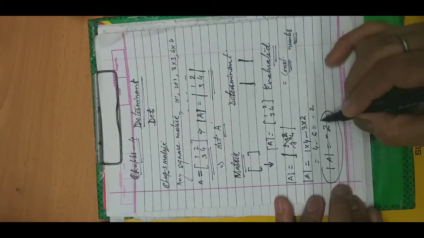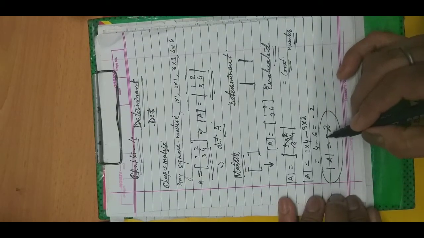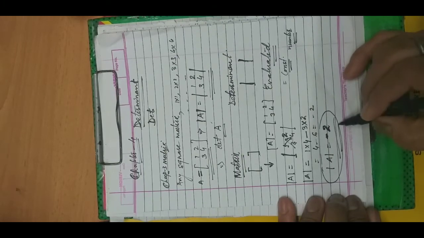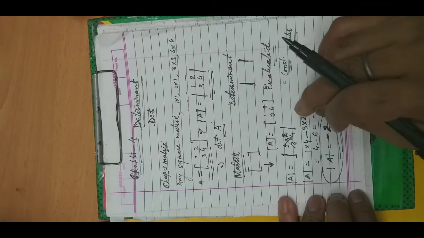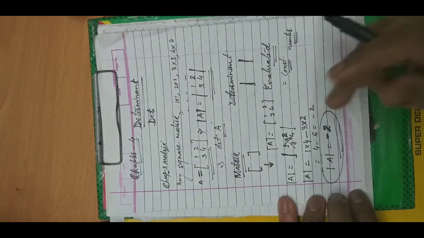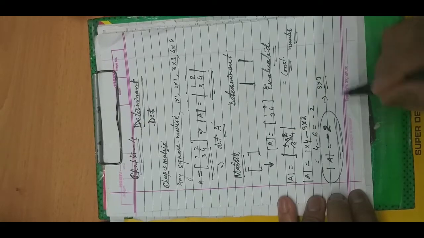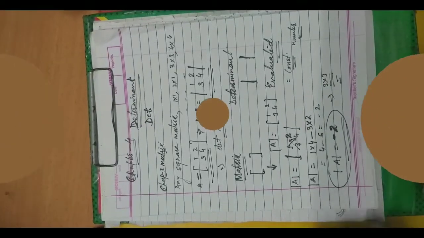But you cannot say the value of matrix is minus 2. This is value of determinant. This is called evaluation of determinant. Now we will extend this rule to 3 by 3, and then you will have better idea how to evaluate.